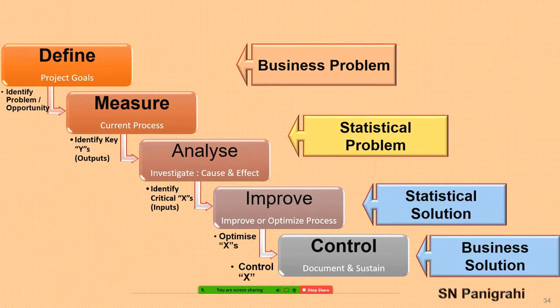Then once this statistical solution is found, we have to stabilize it, smoothen it, document it and sustain it through various control methods and so on. So it is called the business solution we have arrived at. So from the business problem to a statistical problem, then statistical solution, then business solution. So that is an approach. This approach is through DMAIC.